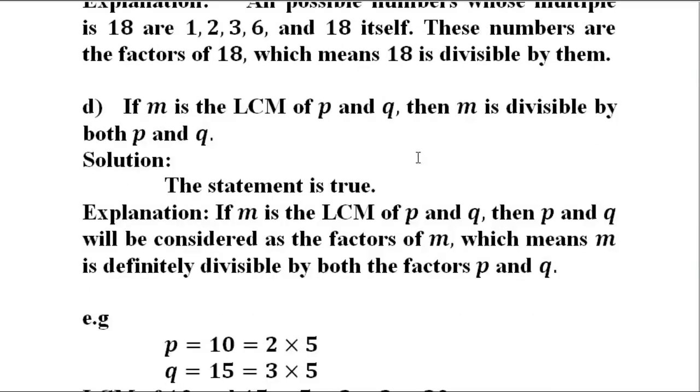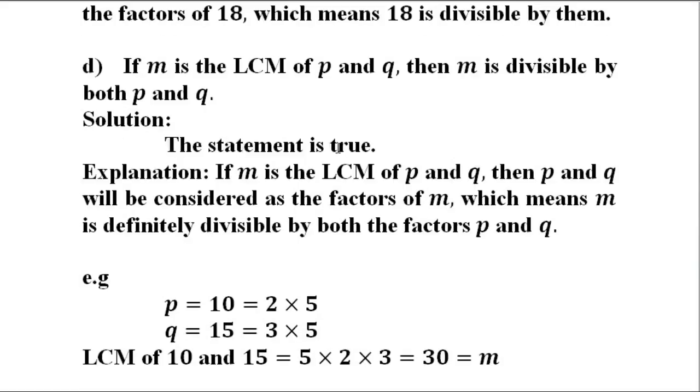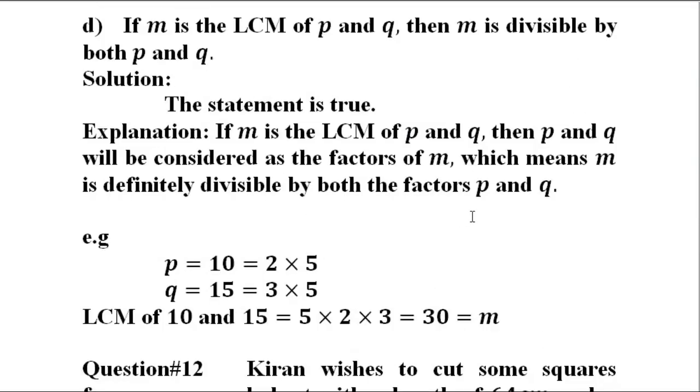Fourth part. If m is the LCM of p and q, then m is divisible by both p and q. This statement verifies the definition of LCM, where LCM defines the least number that is exactly divisible by two or more numbers. Therefore, if m is the LCM of two numbers p and q, then m is the least number that is exactly divisible by both p and q.